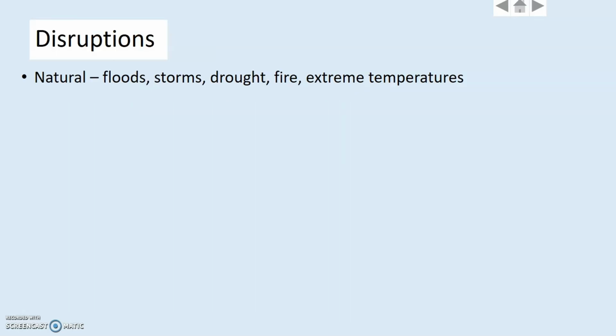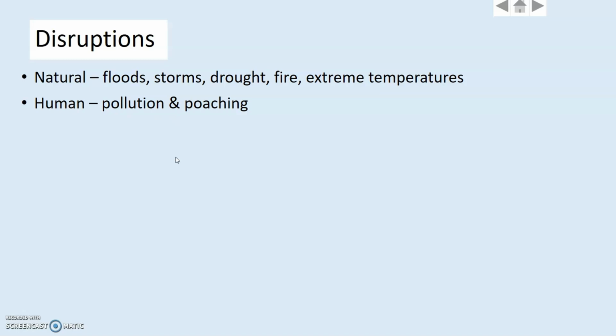Disruptions to an ecosystem. These can be natural, like floods, too much water, drought, too little, big storms, hurricanes, tornadoes, fire, extreme temperatures. And if the disruption is for a short period, it's likely to recover, but if it's prolonged or extreme, it may not.